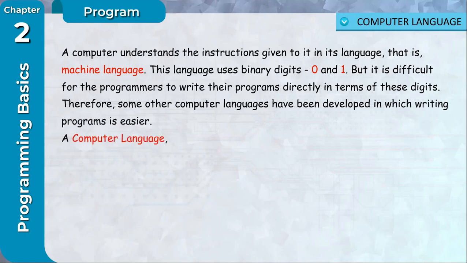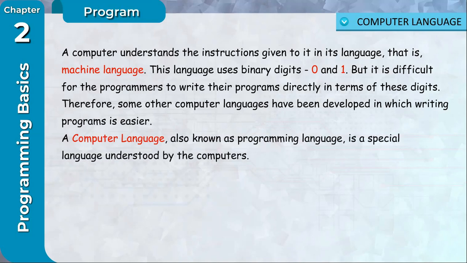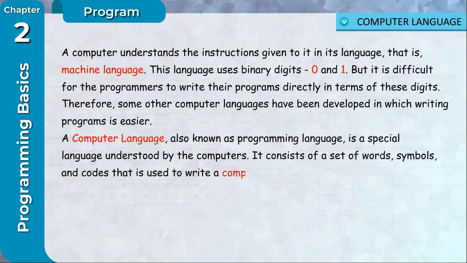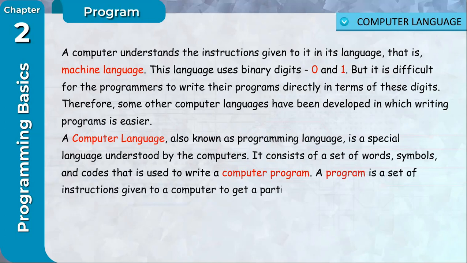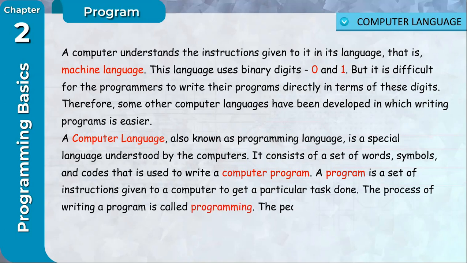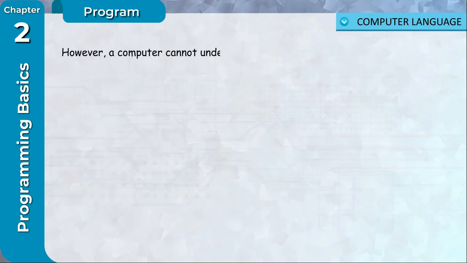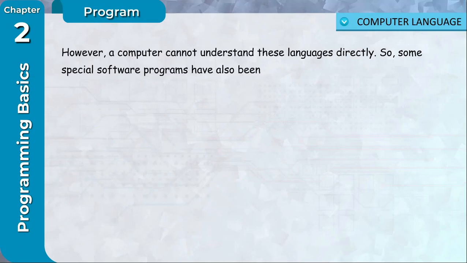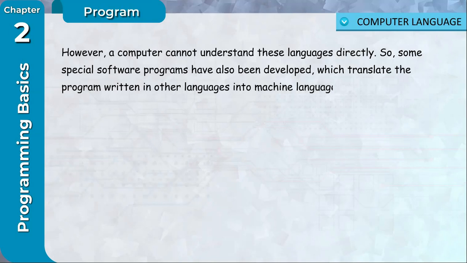A computer language, also known as programming language, is a special language understood by the computers. It consists of a set of words, symbols, and codes that is used to write a computer program. A program is a set of instructions given to a computer to get a particular task done. The process of writing a program is called programming. The people who can write programs are called programmers. However, a computer cannot understand these languages directly. So, some special software programs have also been developed which translate the program written in other languages into machine language.